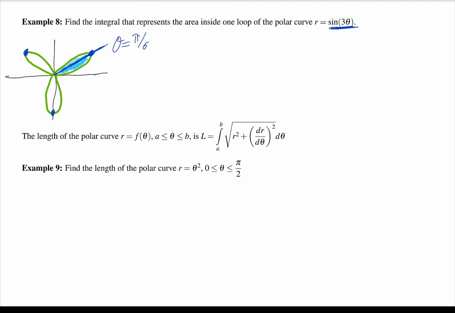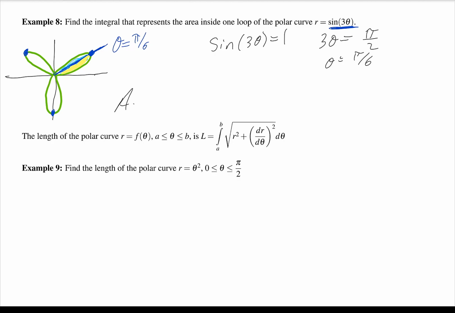Right? Now we know sine of theta is only equal to 1 at pi over 2. So we're kind of solving for, when is sine of 3 theta equal to 1? Well, it's like saying we want 3 theta to be equal to pi over 2. So that would mean that theta is pi over 6. So to get the area of this, we're just going to focus on this lower half. So I can go from theta equals 0 to pi over 6.